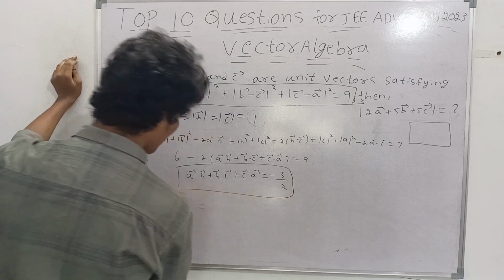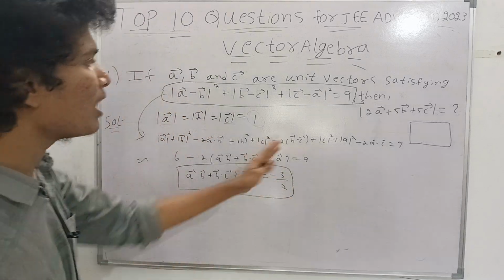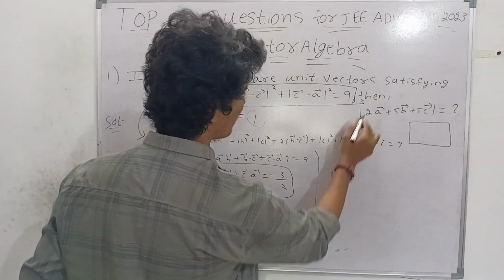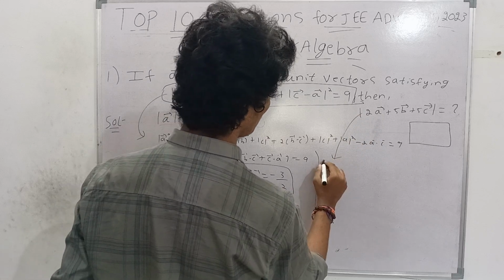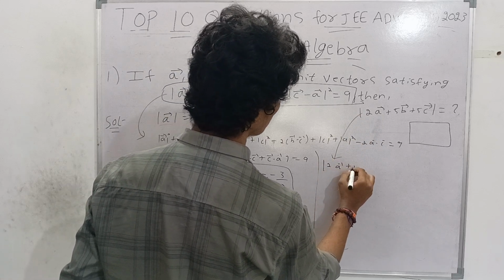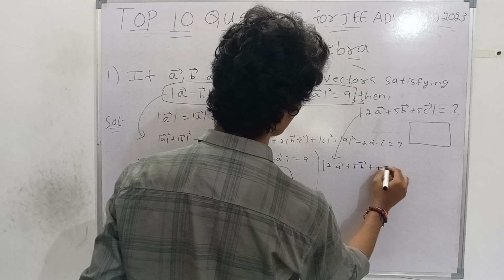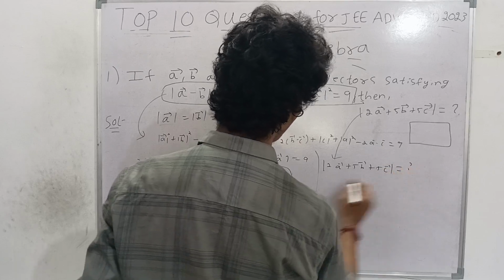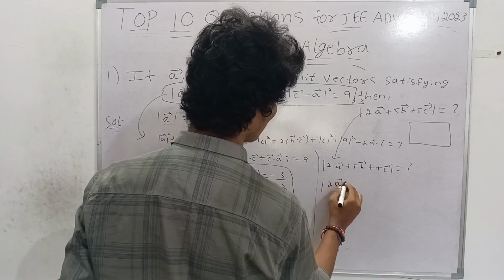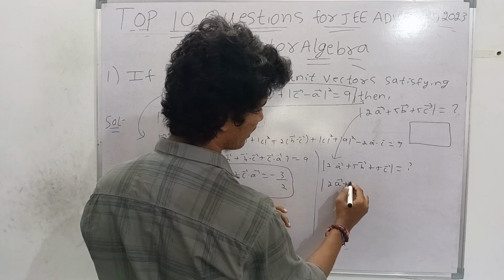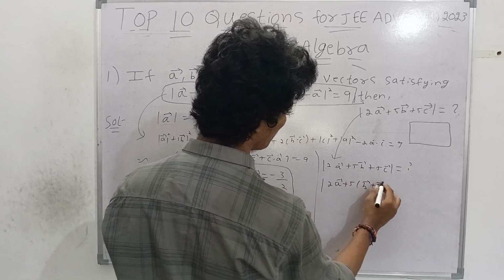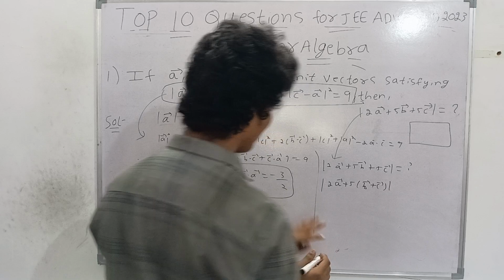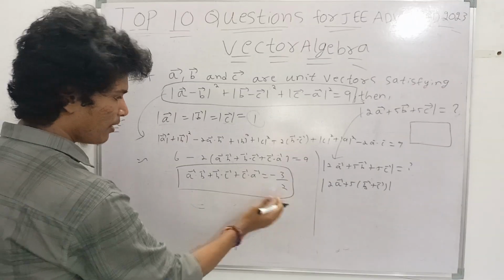This is an important relation: minus 3 by 2. Now we have to come to the second expression, which is 2A bar plus 5B bar plus 5C bar. It is clearly visible that 5 is common, so we can write 2A bar plus 5 times (B bar plus C bar), and here the dot product sum is minus 3 by 2.